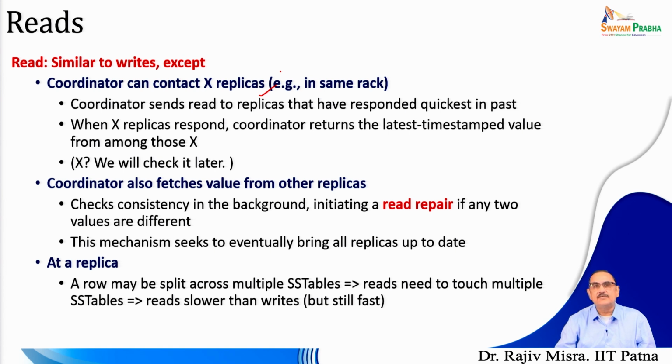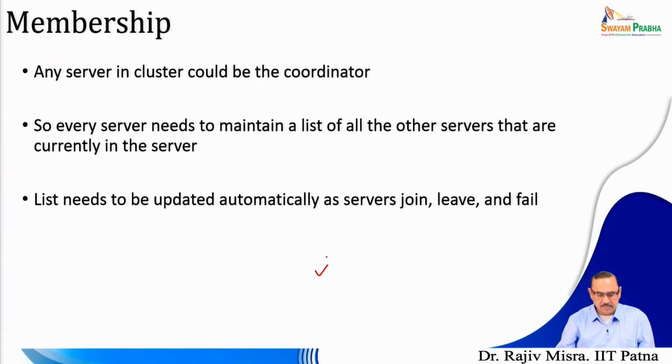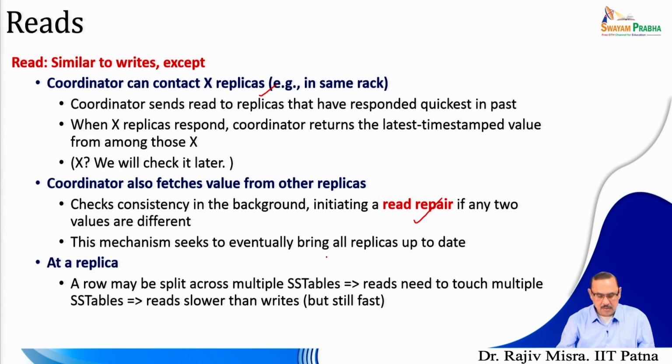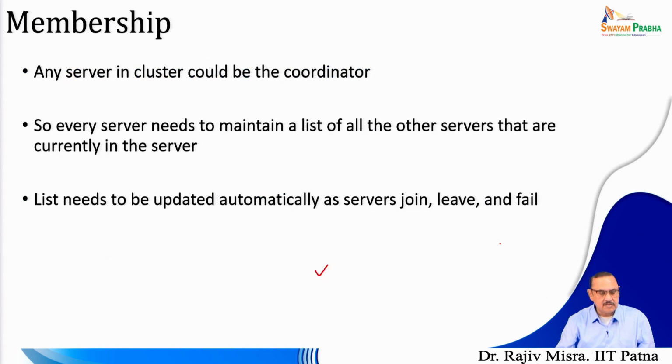The coordinator also fetches the values from the other replicas, checks the consistency in the background, and initiates the read repair if any two values are different. This mechanism seeks to eventually bring all the replicas up to date. Now, at a replica, a row may be split across multiple SSTables, that is, the read needs to touch multiple SSTables, and the reads are slower than the writes, but still it is fast.